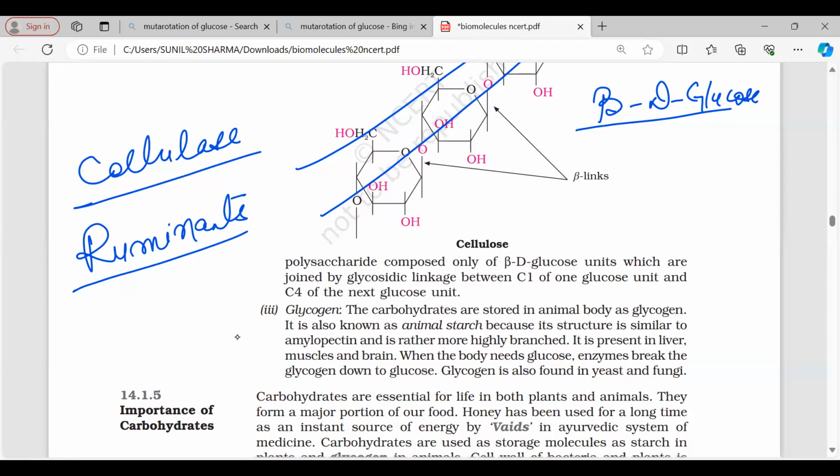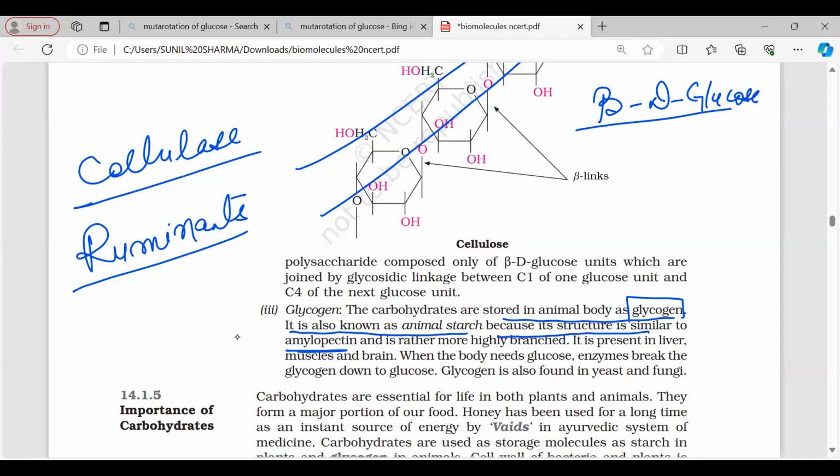Then glycogen. Carbohydrates are stored in the animal body as glycogen. So you know carbohydrates are the instantaneous source of energy. But if there is excess of carbohydrate, that will be converted into glycogen. So it is the form in which carbohydrates are stored in the animal body. It is also called animal starch because it resembles in structure to amylopectin.